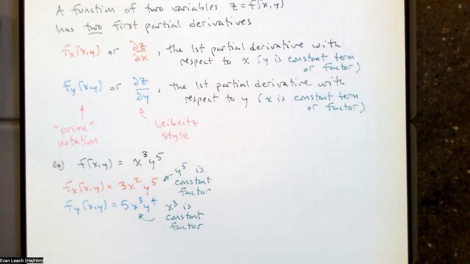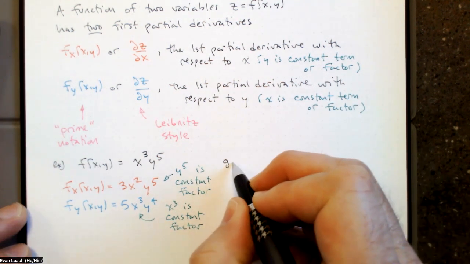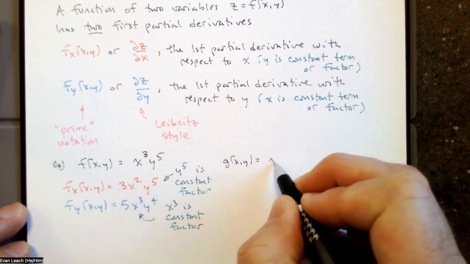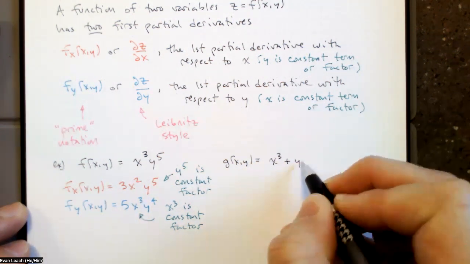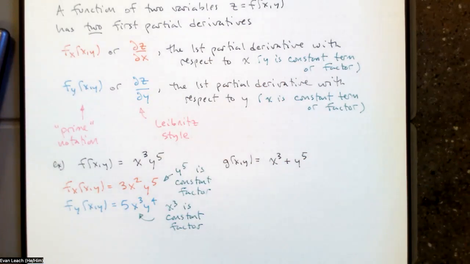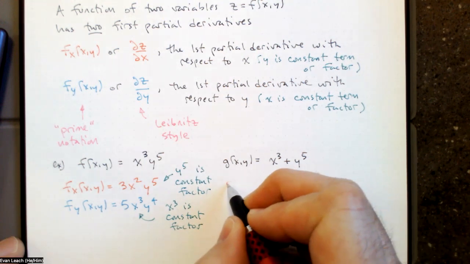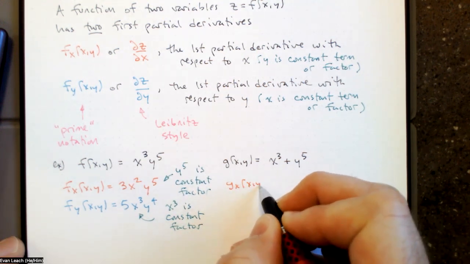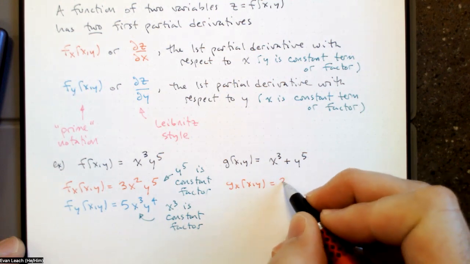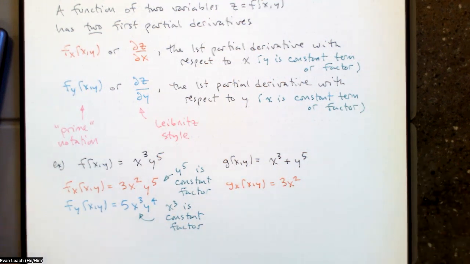Then we have one where we separated things out into terms. Now we're going to treat whatever variable we're taking the derivative with respect to. The other one is constant, but in this case, it's going to be a constant term. So your partial with respect to x is 3x squared. But now y to the fifth has no x in it. That term has no x in it. So the derivative is equal to 0.